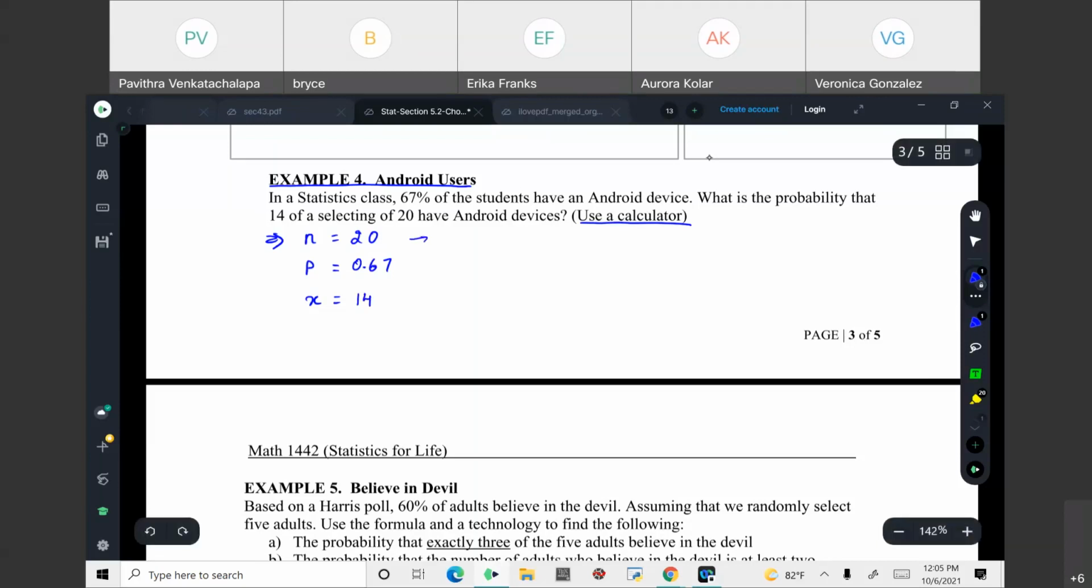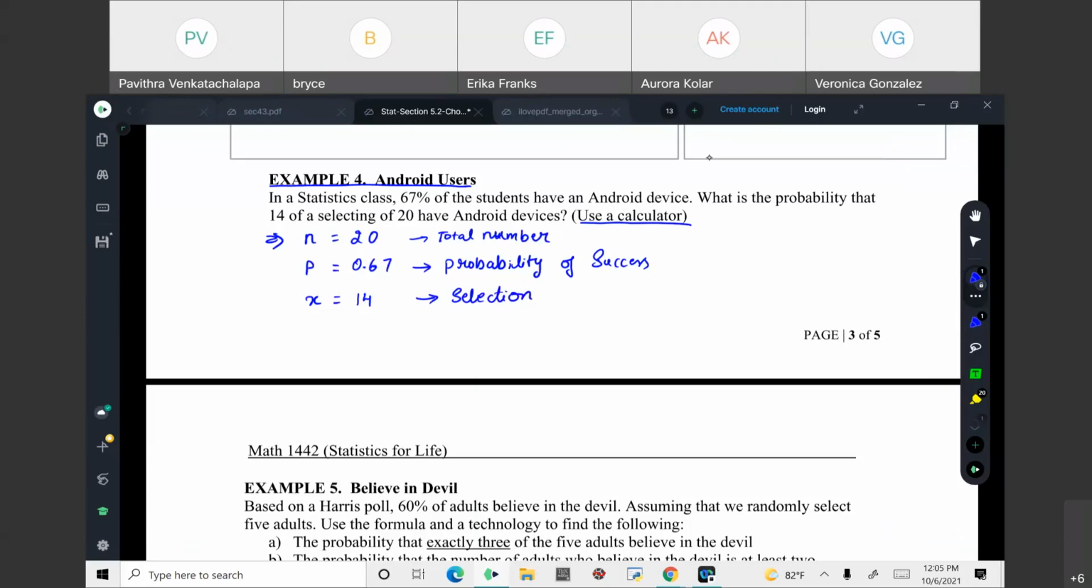Okay. Now, how did I choose these values? N will be the total number of anything. In this example, it is the number of devices. So, total number of devices. P is the probability of success, or the probability given in your example. X is the selection. So how many are selected? 14. So my x is 14. So how do you do this in calculator?